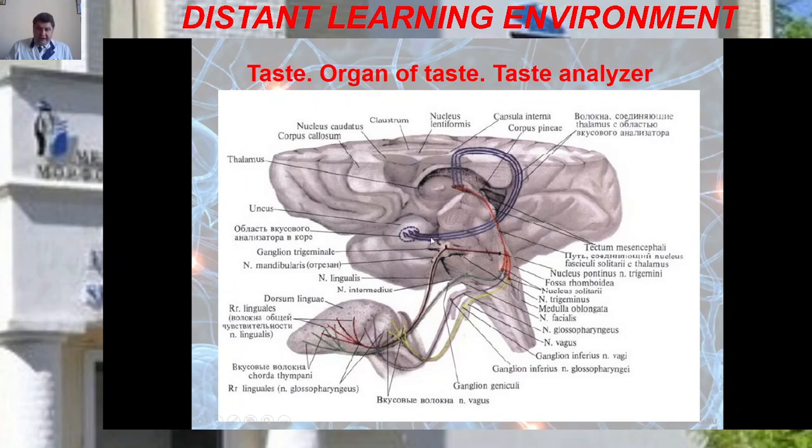to the parahippocampal gyrus, uncus, and cornu Ammonis, or hippocampus. So these cortical centers of the taste analyzer are situated near the olfactory centers. This is very important for differential diagnosis between diseases of the olfactory and gustatory systems.